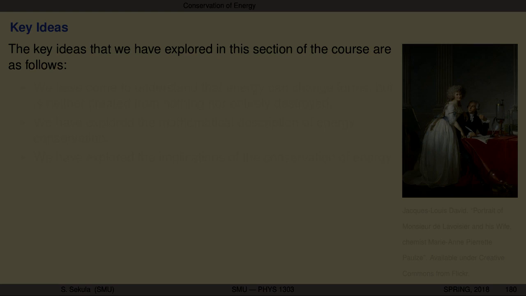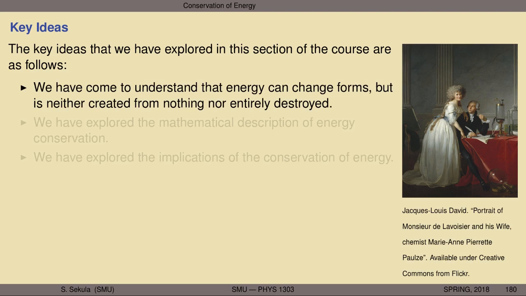So let's review the key ideas that we have explored in this section of the course. We have come to understand that energy can change forms, as we have touched on earlier, but it is neither created from nothing nor entirely destroyed. And certainly speaking about the whole of the universe, which seems to behave as a closed and isolated system, that is universally true. On a small scale, within pockets of the universe, one has to very tightly control the conditions to isolate the system, for instance, from external forces, non-conservative or conservative forces. But once you are able to do that, it is observed locally instead of globally to be true that, in fact, energy is conserved.